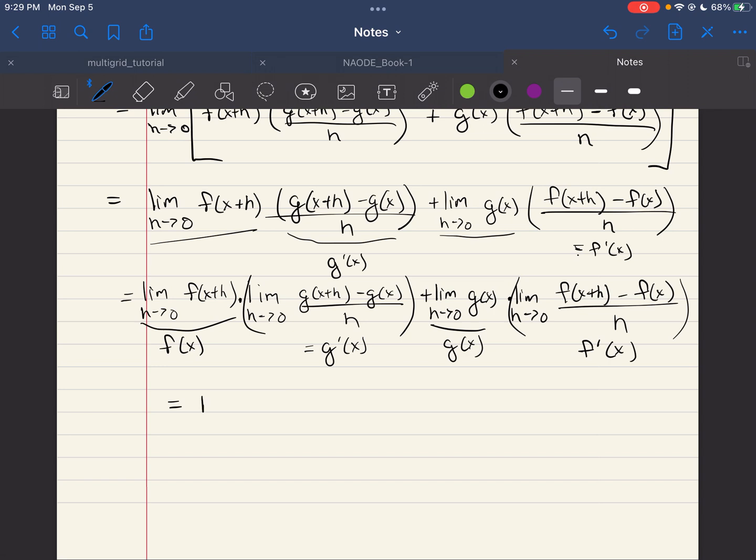So then we get, ultimately, that F prime of x equals f of x g prime of x plus g of x f prime of x. And that ends our proof right there.